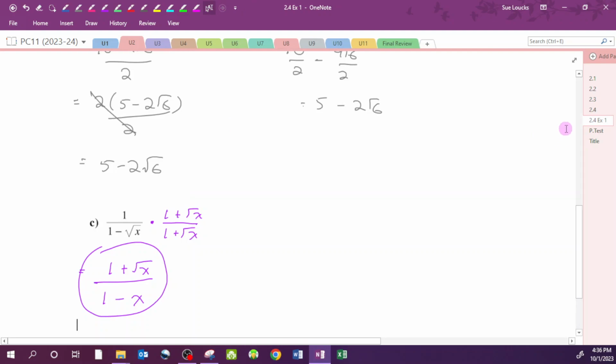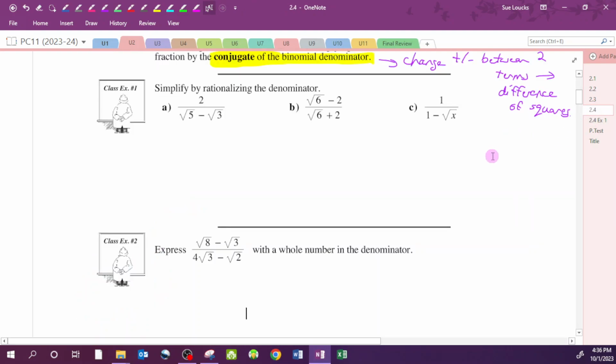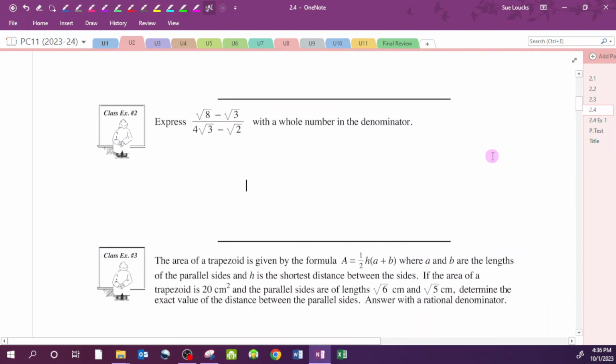All right, let's go back to the page in your workbook, and there we can do the rest of them that fit on the page. And there's just these. There's 2 more examples, and then we're done. Okay, express blah with a whole number in the denominator. That means rationalize it. And you are always expected to rationalize your denominator unless you're specifically told not to. It's one of those assumptions that you're just always supposed to do. You're always supposed to reduce your fractions. You're always supposed to simplify and rationalize the denominator.